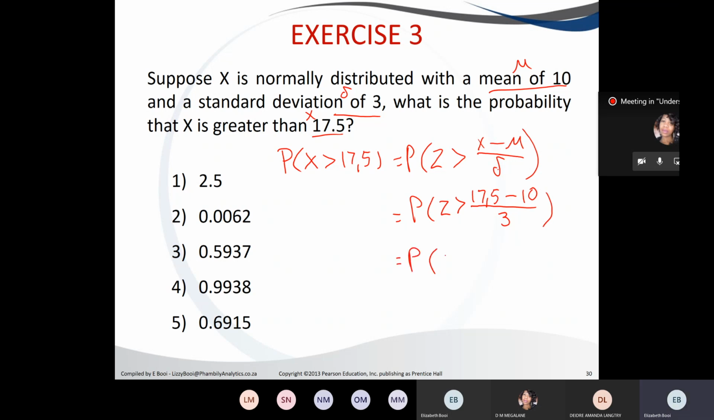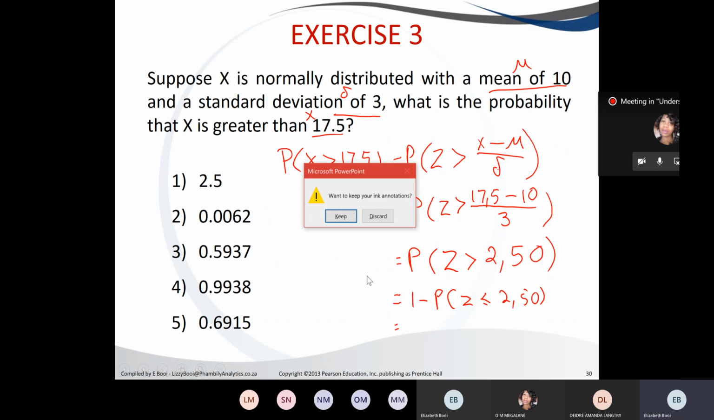So we want P(Z greater than 17.5 minus 10, divided by 3), which gives me 2.50. It's 1 minus the probability, because I'm going to the table to find the probability of less than 2.50, so that I can get the greater than probability.